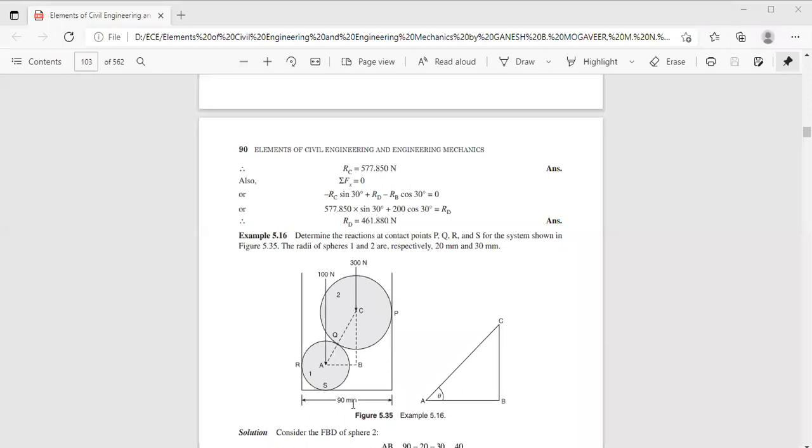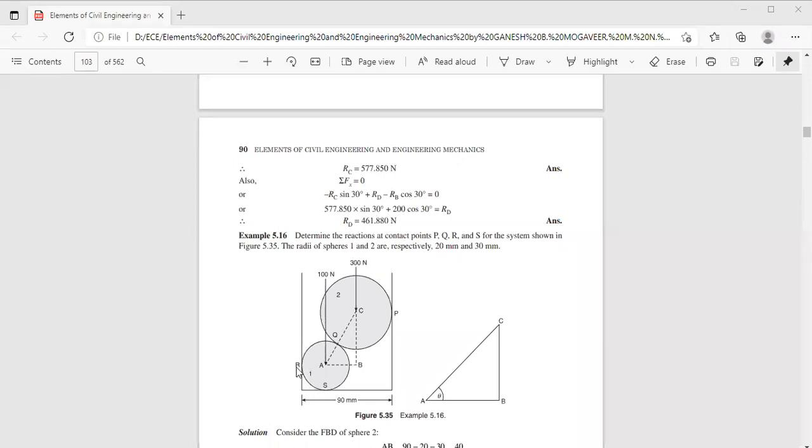So now here you have two spheres which are placed in a container and the corresponding weights of these spheres are 100 Newton and 300 Newton respectively and the corresponding radii are 20 millimeters and 30 millimeters respectively. So you have to find the contact reactions. So now first you have to find the contact points of the sphere with the sides of the container.